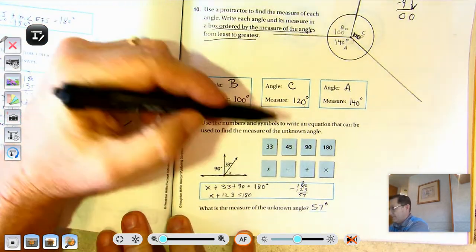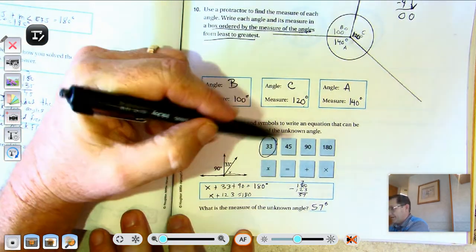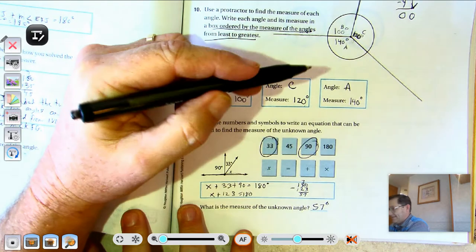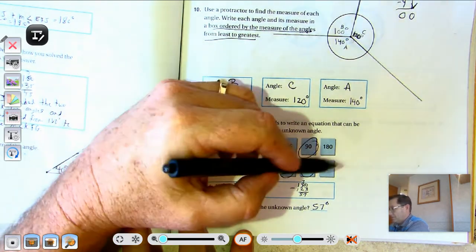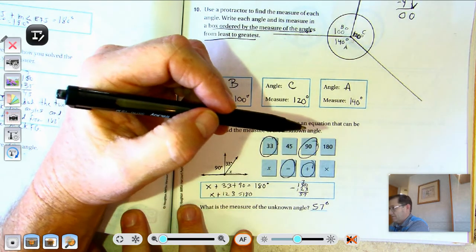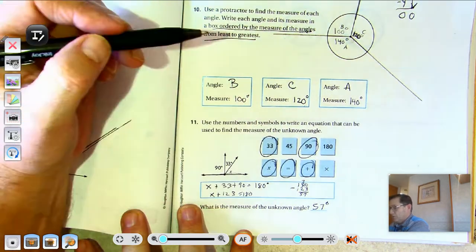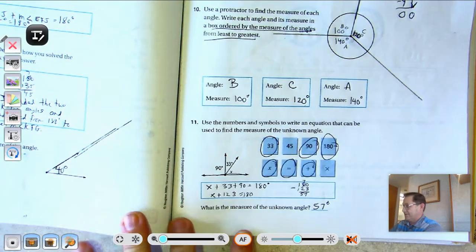Use the numbers and symbols. So what did we use? We used 33, we used 90, we used plus, we used equal, we used the symbol x, and we said it was equal to 180.